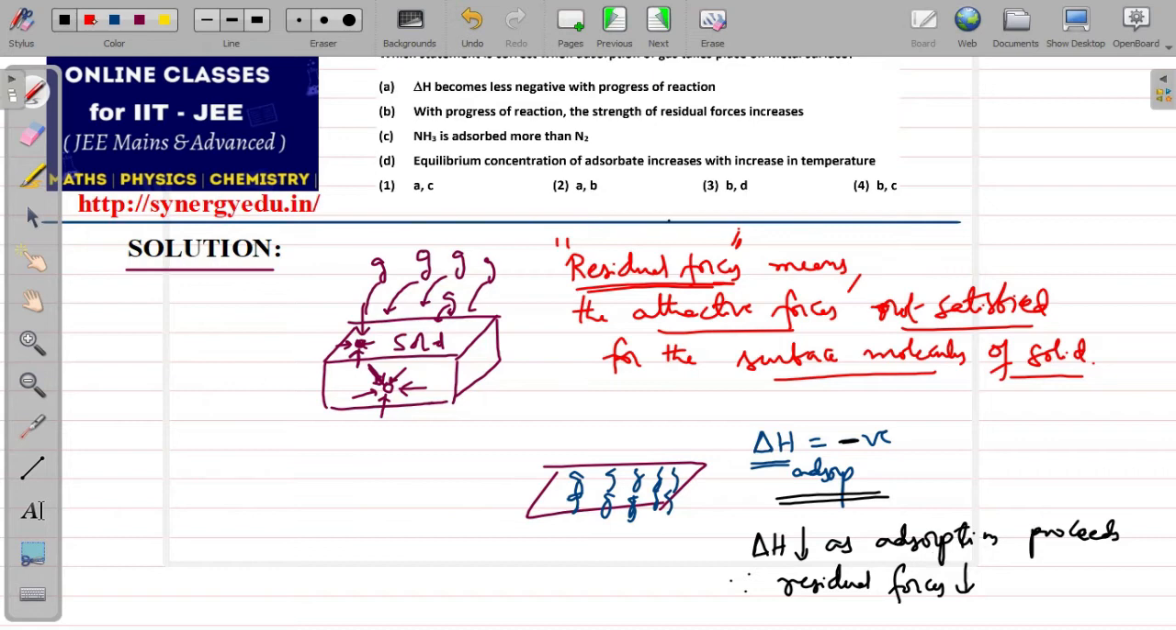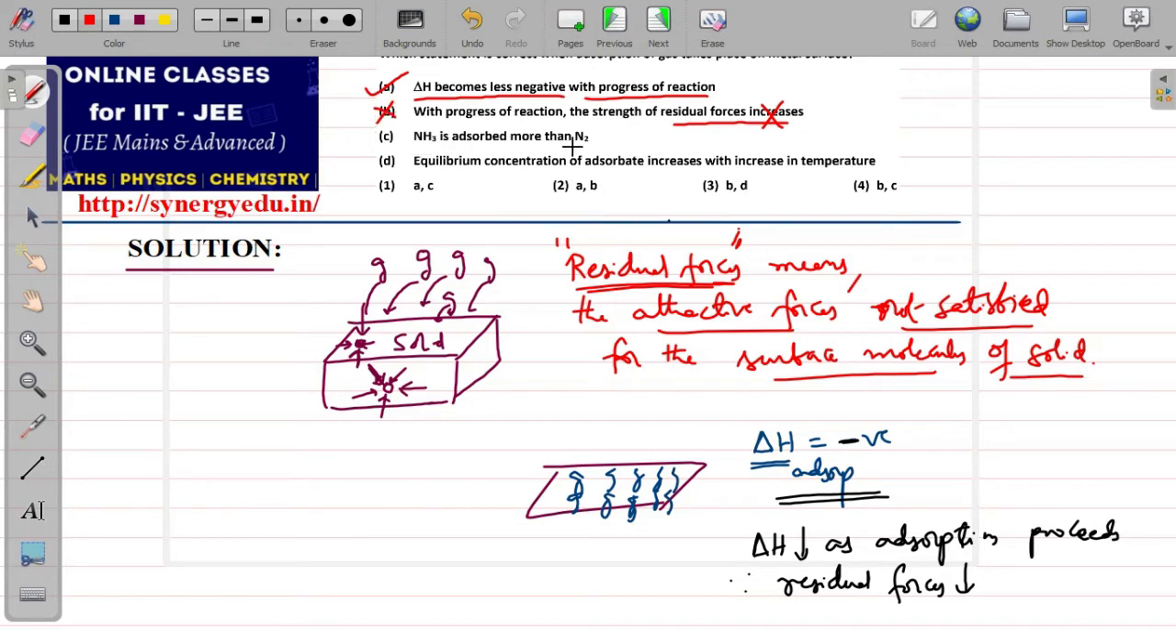Now answer these options. First one: delta H becomes less negative. Less negative means the magnitude becomes lesser and lesser, with the sign still negative. The magnitude becomes less with the progress of reaction. Yes, this is a right statement. Next: with progress of reaction, the strength of residual forces increases. How does it increase? The strength of residual forces decreases, right? So that is a wrong statement.